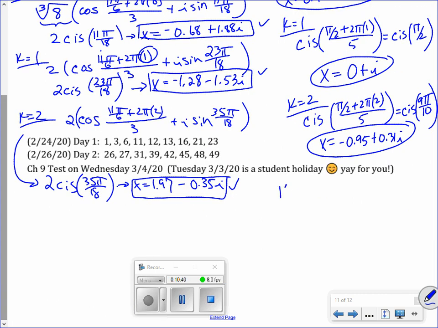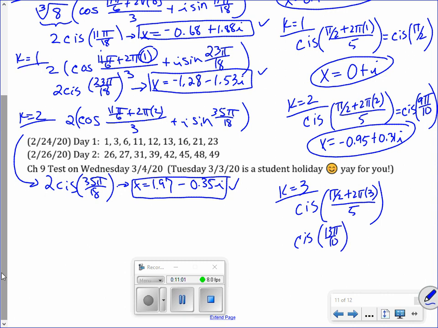All right, so k equals 3. I will do cosine plus i sine of pi over 2 plus 2 pi times 3, all over 5. You put that in your calculator, the 1/2 plus 6 over 5, and you get cosine plus i sine of 13 pi over 10, which produces an answer of negative 0.59 minus 0.81i.